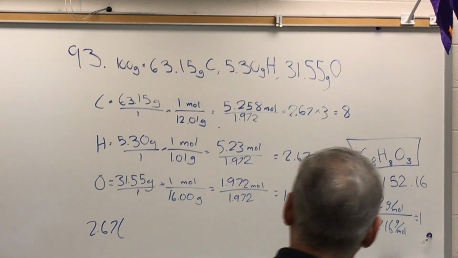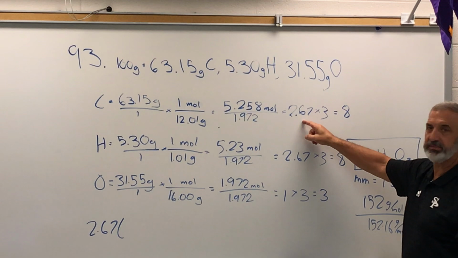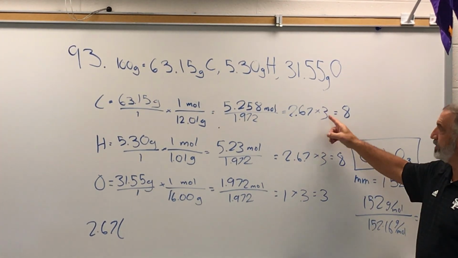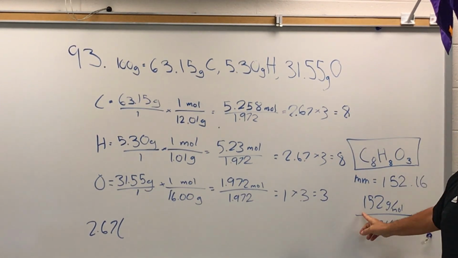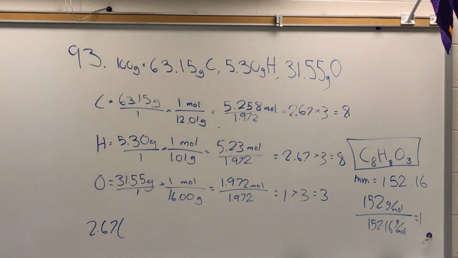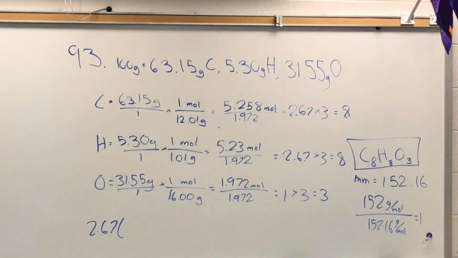Change grams to moles: percent to grams, grams to moles, divide by the smallest, but this time it comes out to 2.67. So we have to multiply by 3, so the empirical formula is 8, 8, and 3, and then again, it's the same as the molecular formula. But in order to determine that, this molar mass has to be given, this 152, or the molecular mass. You have to know that in order to be able to do it.